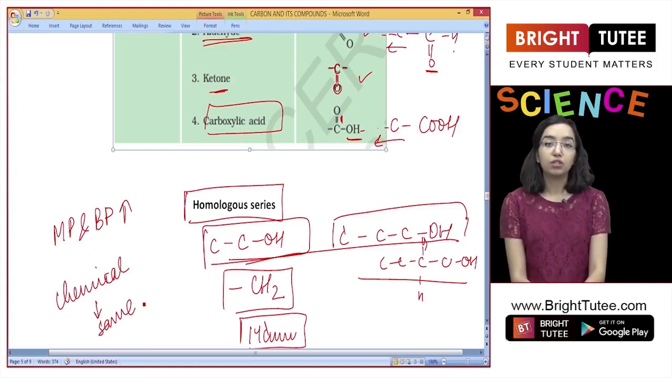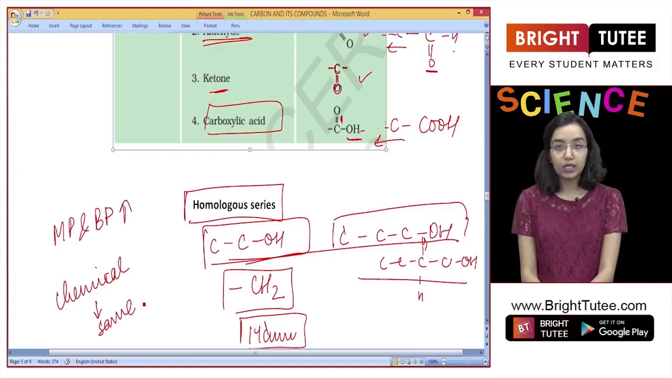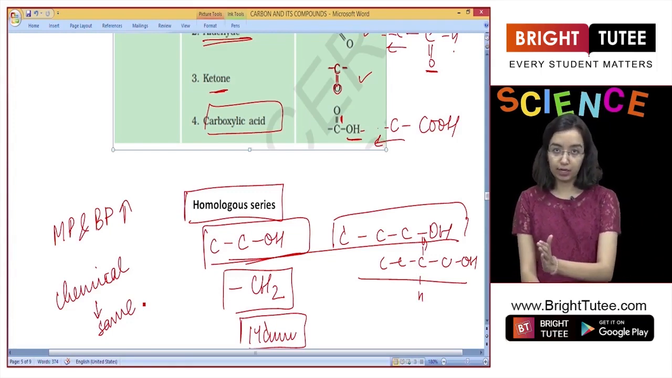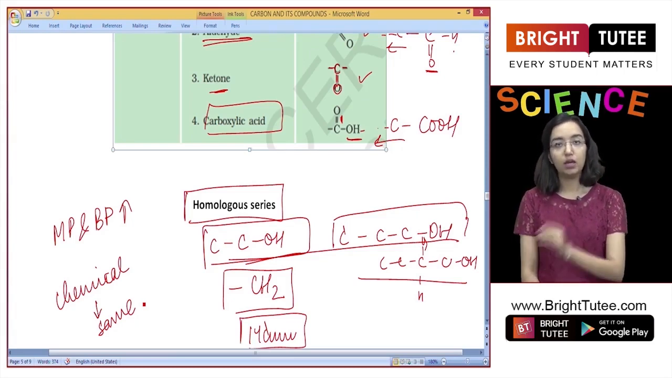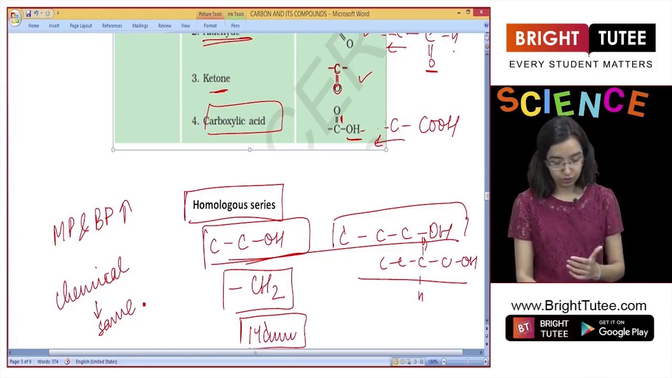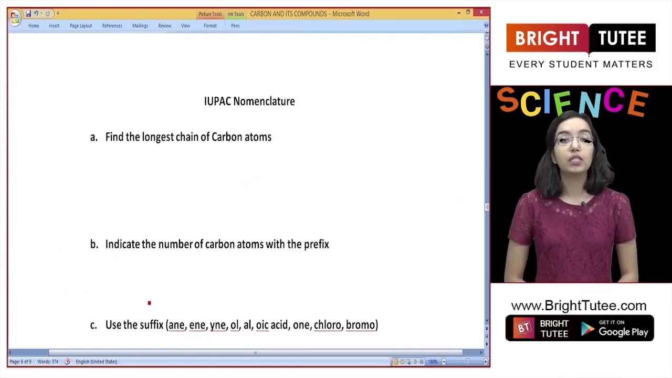Right? So based on the functional groups, we have homologous series which have an addition of CH2 in the same functional chain of carbon atoms, which also has 14 atomic mass unit of weight, and the chemical properties are same along the series, but the physical properties show some gradation. The next topic that we'll be doing is nomenclature.